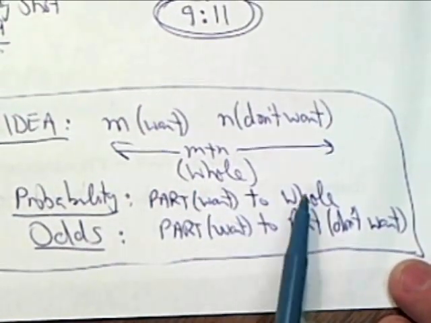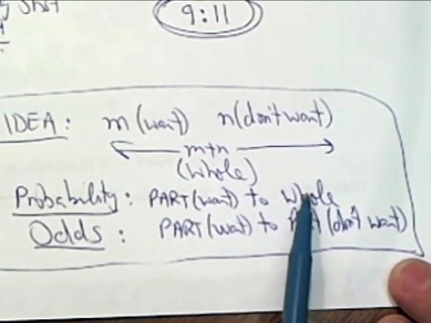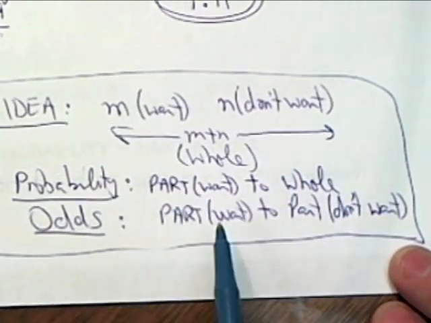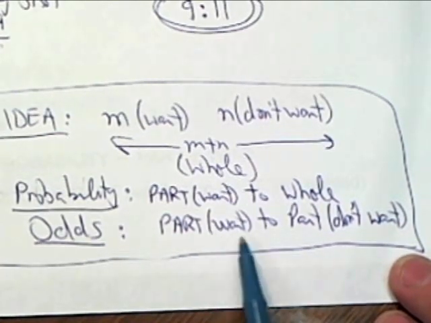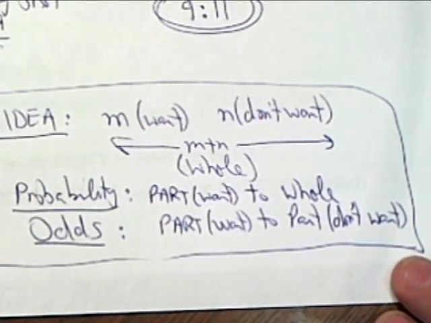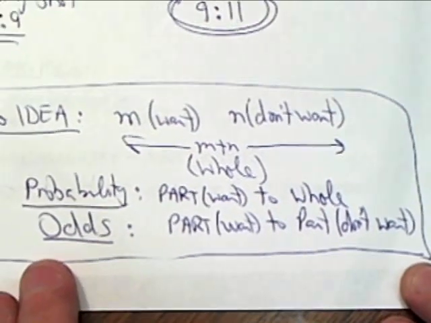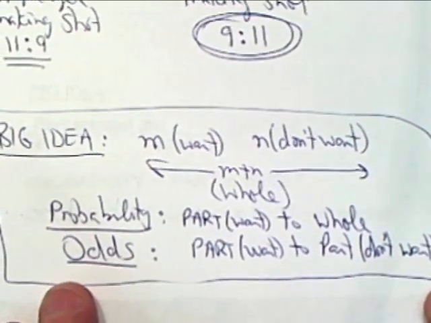So the big idea is what I'm trying to get across here. When you're doing probabilities, it's always part to whole. It's the part you want over the whole, everything in the sample space. Whereas when you're doing odds, it's always part to part, and it's the part you want to the part you don't want.